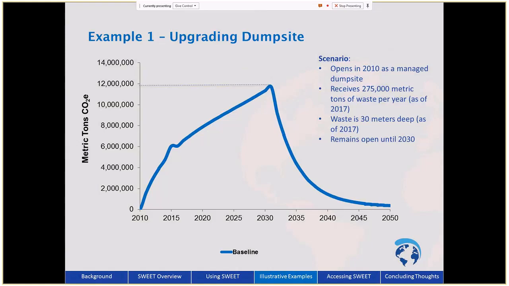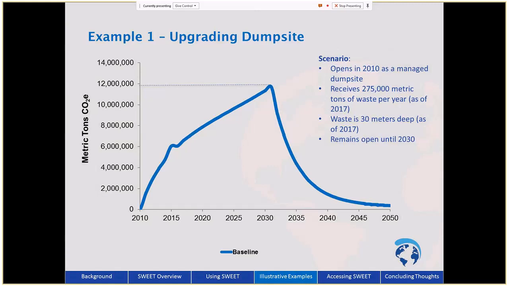And what you see in this chart here is a pretty standard curve for methane emissions from a landfill. You see a gradual increase beginning in the year it opens, with a slowing rate of emissions after the first 10 or 15 years or so, peaking at the year 2030, the year the landfill closes, and then tailing off over the next 20 or so years. It's pretty standard to see curves like this for most dump sites.